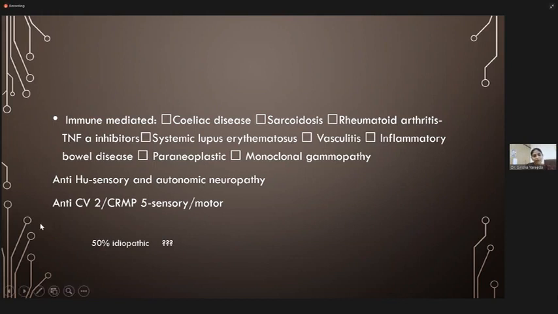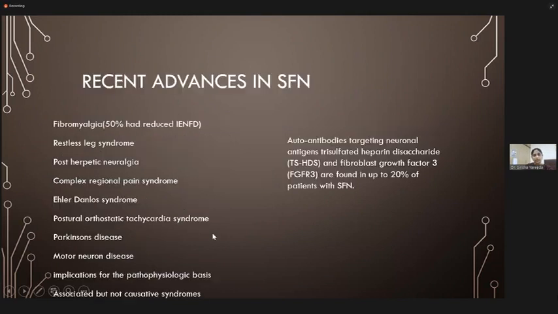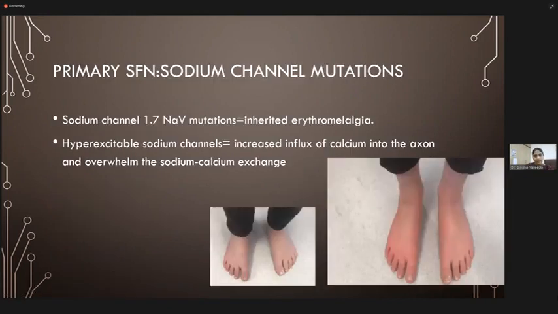But a lot of active research is going on in this idiopathic cause, whether we can identify any immune responsive condition or any primary condition. So what are these advances in small fiber neuropathy? Before we go, I would like to tell about primary small fiber neuropathy. Recently, they found that in the patients who had erythromelalgia, there was a sodium gene mutation. It's a channelopathy. So what is erythromelalgia?